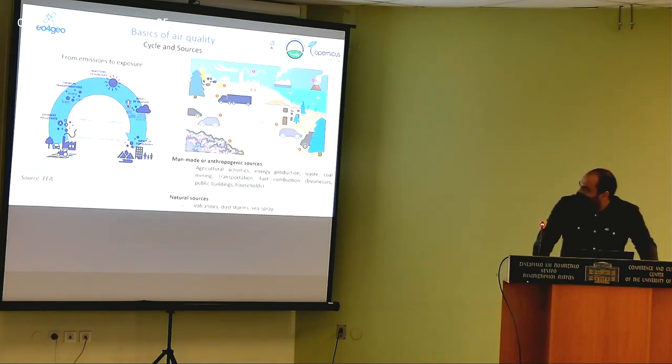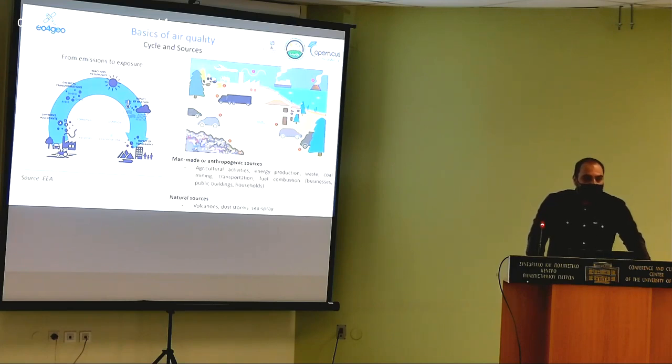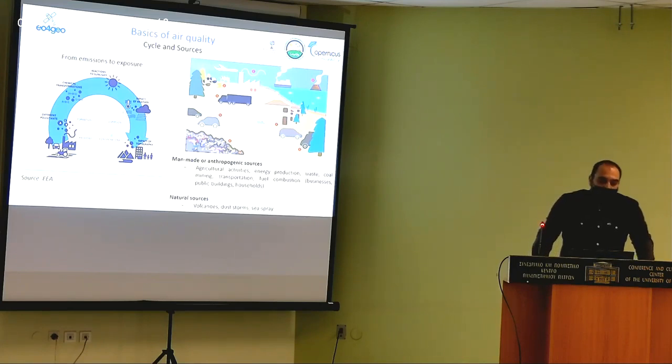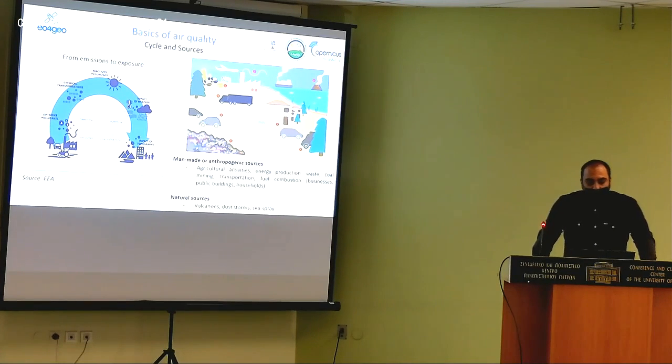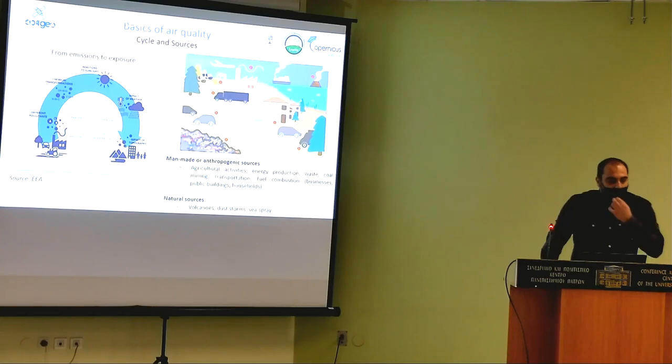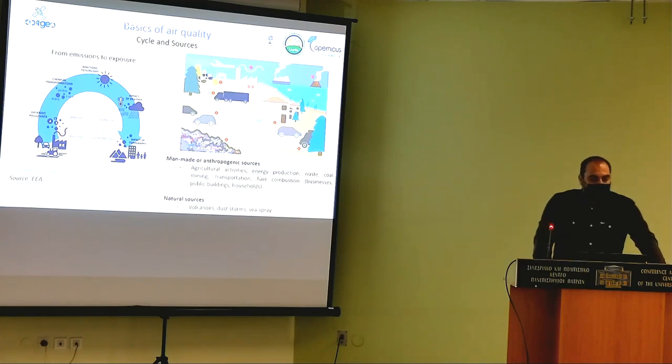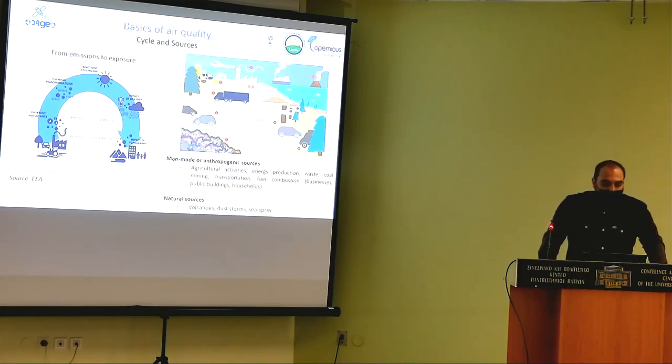This slide shows how we can illustrate the cycle of air pollution. The cycle can be divided into 4 parts. The first part is the emissions. The emissions could be man-made, specifically agricultural activities, energy production, waste, coal mining, transportation, etc., and also natural sources, including emissions from volcanoes, dust storms, and sea spray. Then all these pollutants can form other pollutants via chemical transformations and interaction with sunlight. And then this soup of air pollutants can be dispersed due to weather. And finally, we have the impact on the receptors.